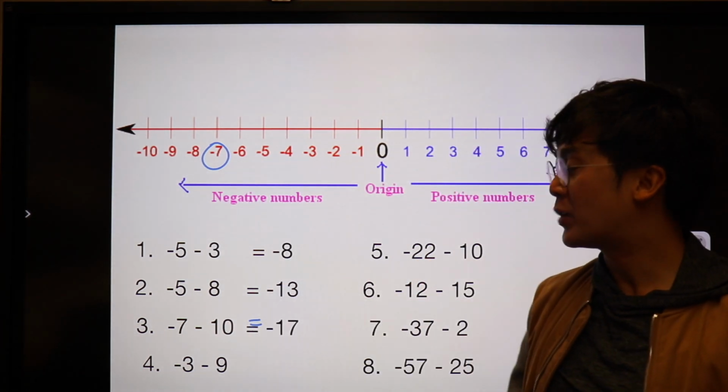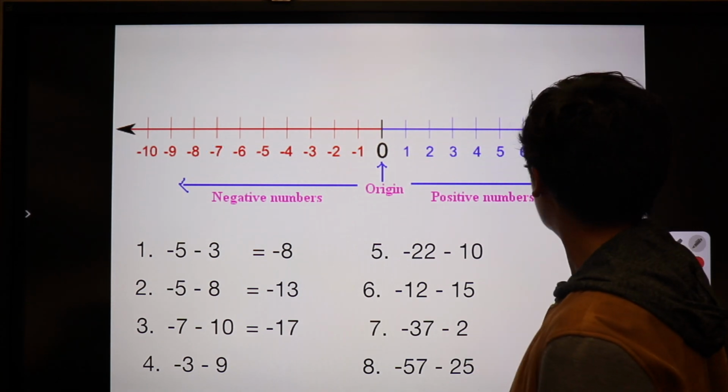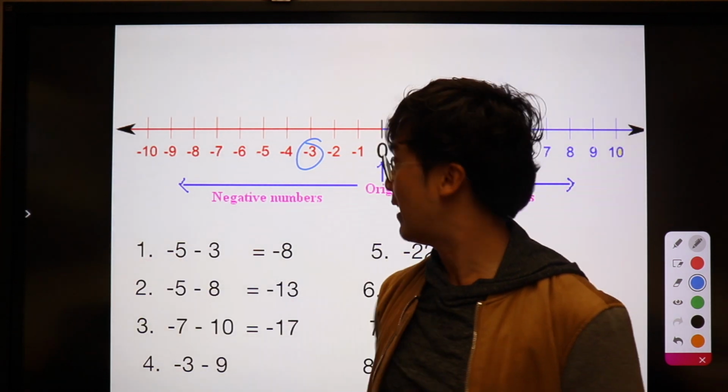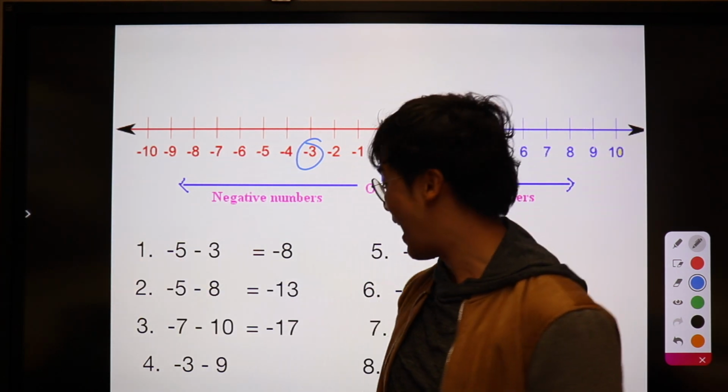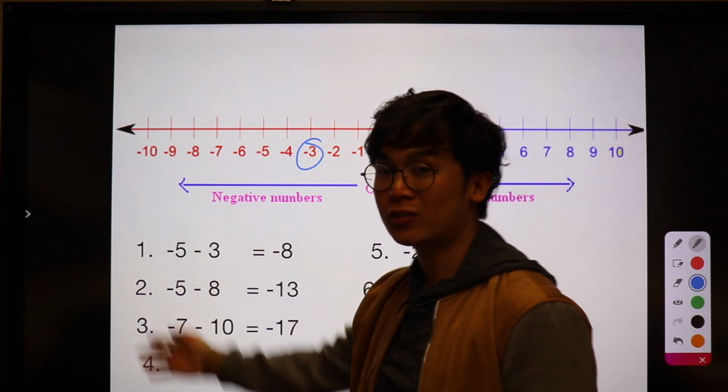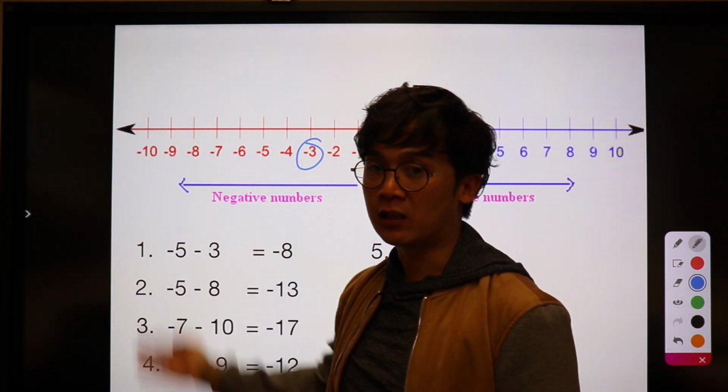And for negative 3 minus 9, you are going to start at negative 3. And you're going to move 9 units in that direction. And you will stop at negative 12. So this is how we subtract integers that looks like this.